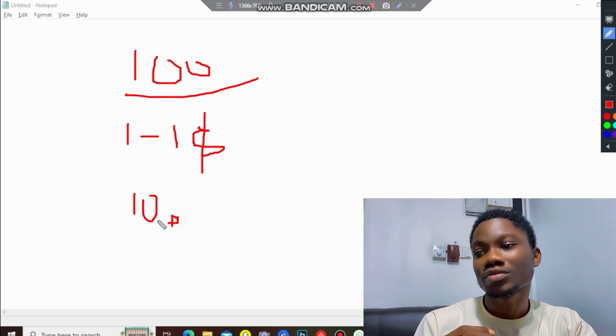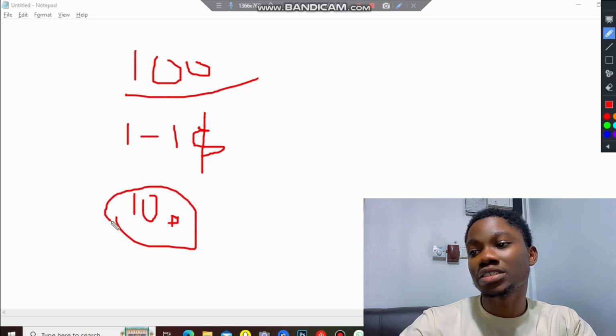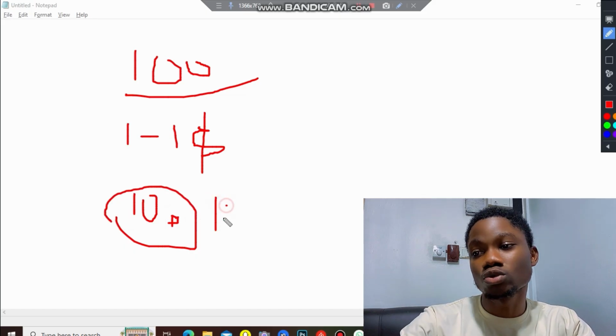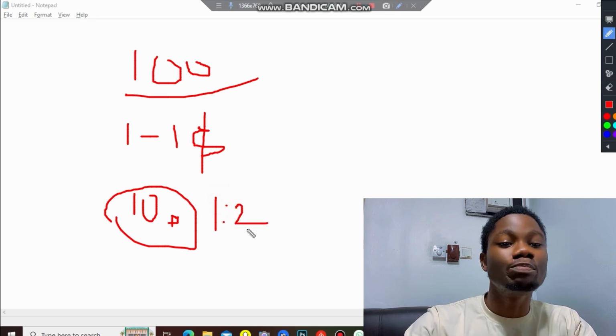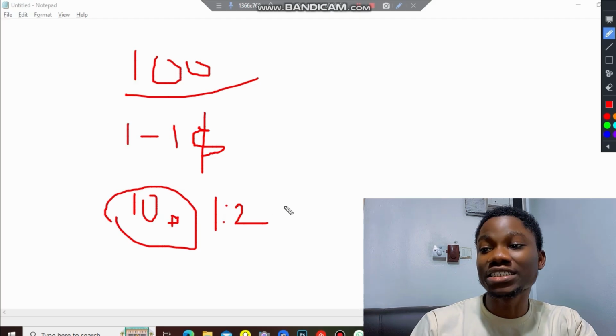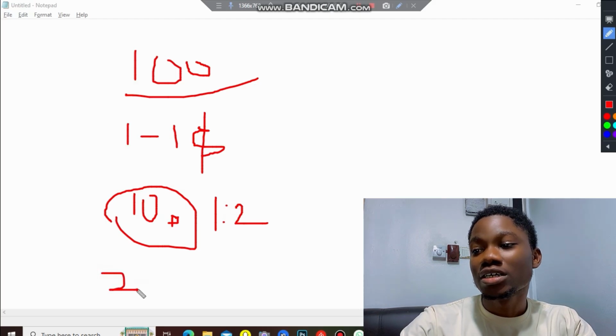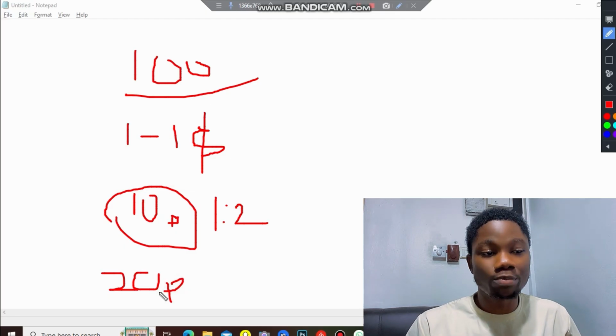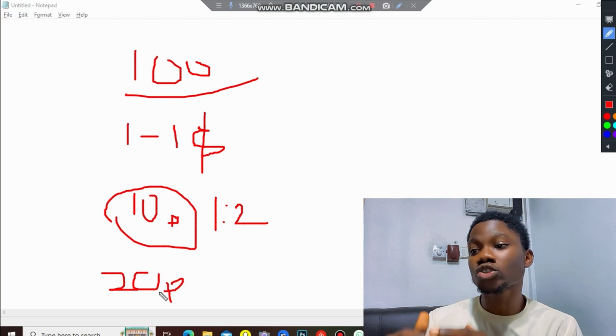10 pips. So this 10 pips and your RR is what? 1 is to what? 2. Make sure as soon as this 10 pips reaches 20 pips, it means you are going to withdraw. Do you understand me? So before you enter into the trade, make sure you have pen and paper down. Then you jot all these things down.